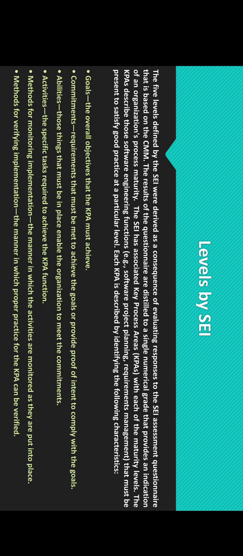The last characteristic is methods for verifying implementation. It is the manner in which proper practice for the key process areas can be verified, such that we achieve the organizational goals. These are the different levels of SEI.